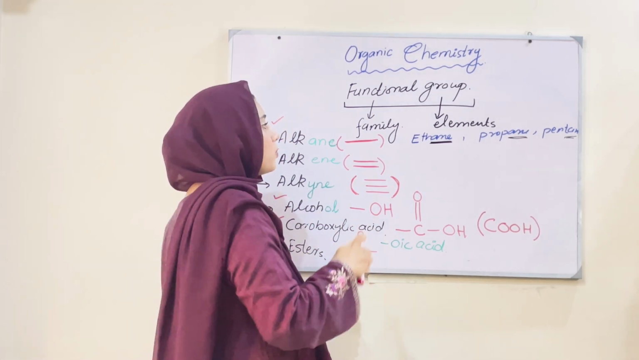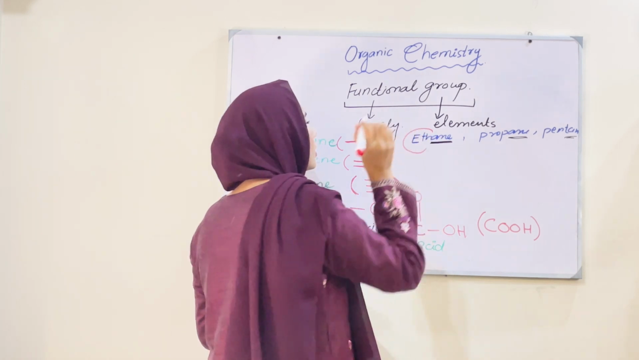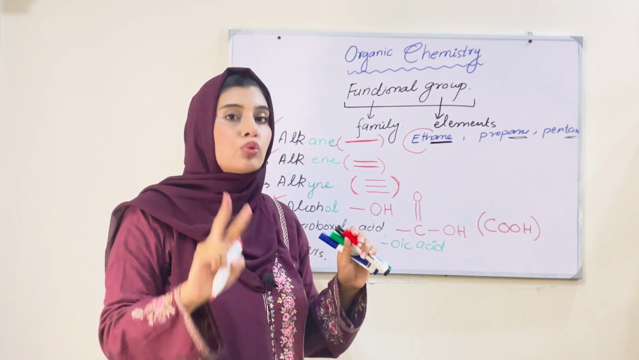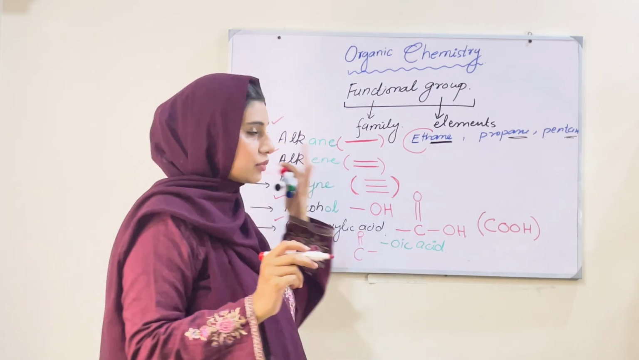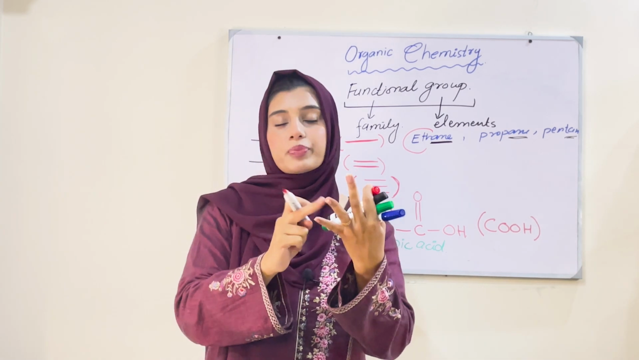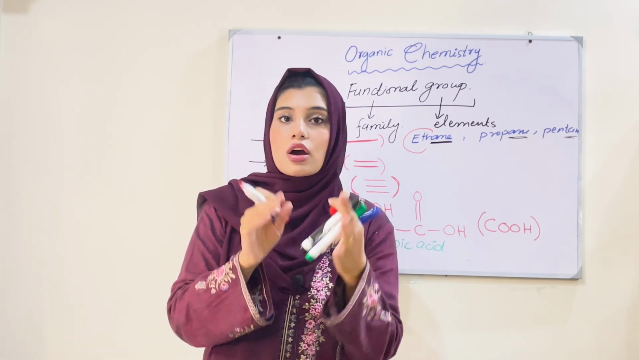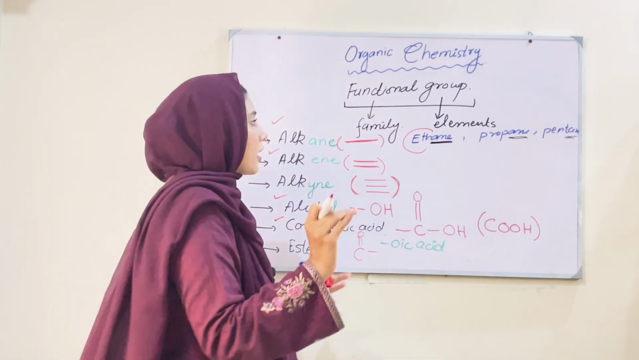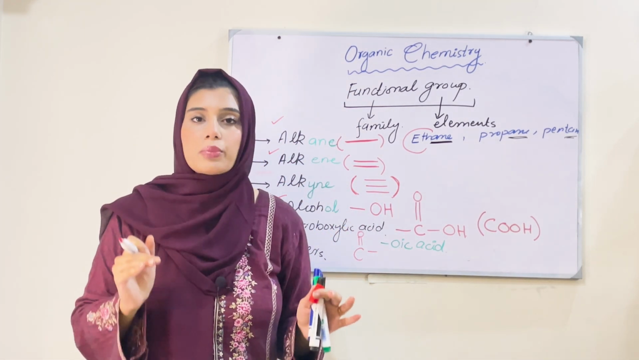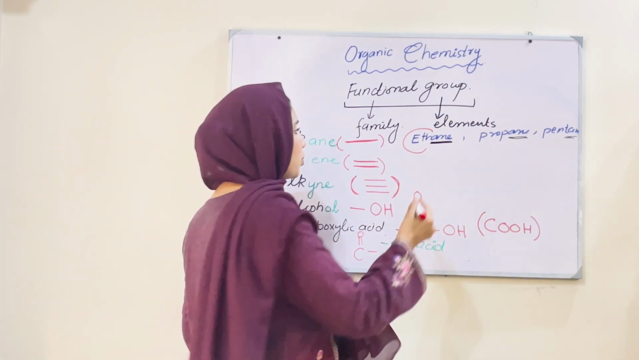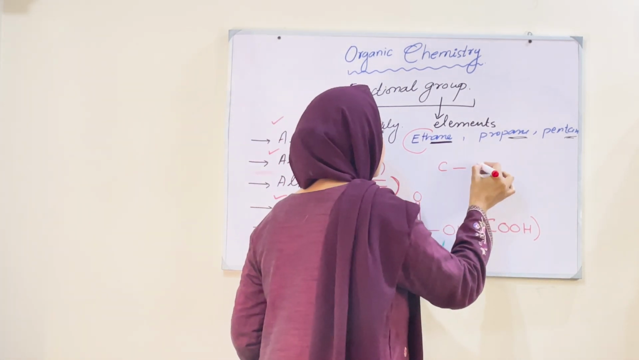The other thing to observe is "eth". Now eth means 2, so it will have 2 carbons in it. The counting is meth, eth, prop, but, pent, hex, hept, oct, non, dec. All of these numbers represent the number of carbons in that particular compound. Now eth means 2, so it will have 2 carbons.